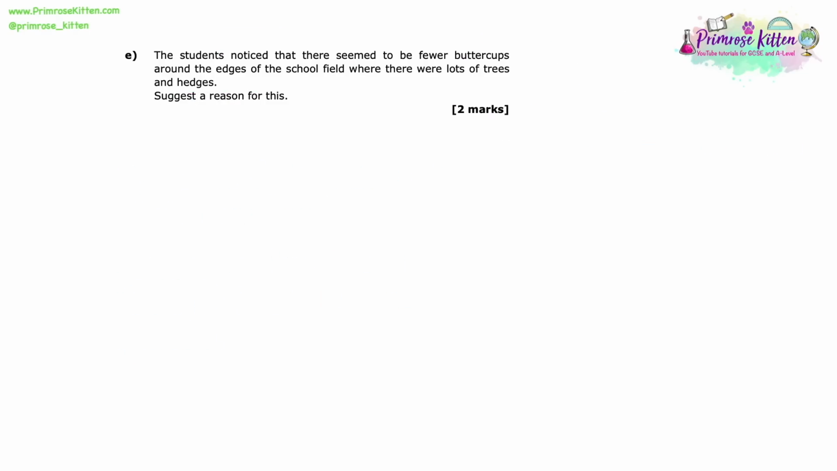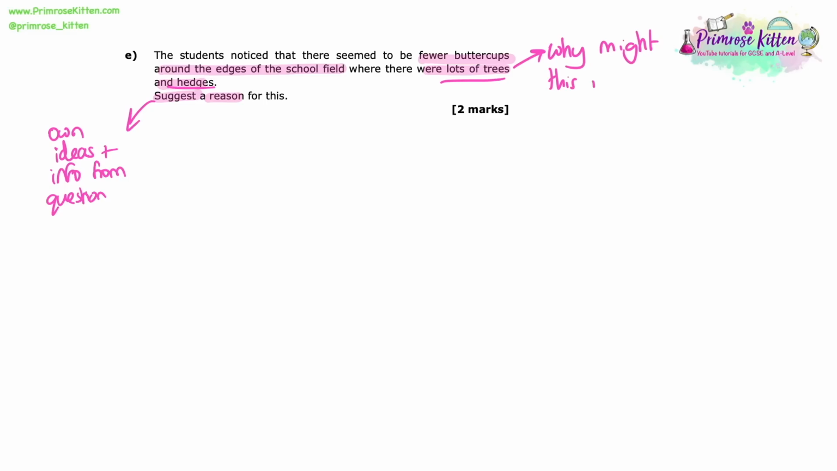The students noticed that there seemed to be fewer buttercups around the edges of the school field where there were lots of trees and hedges. Suggest a reason for this. So this is a suggest question. They're often the hardest ones on the paper. You're going to need to bring in your own ideas and information given to you in the question and put it together to provide an answer. It's not necessarily going to be just a piece of content or knowledge that you can just regurgitate.